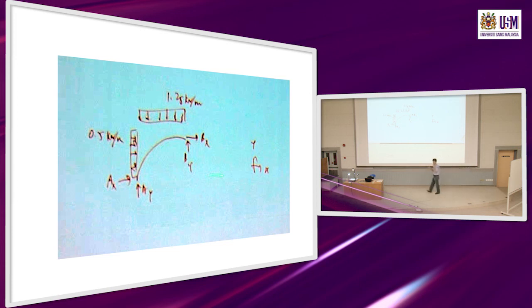So when you cut through a pin joint, there are only two reactions. There are only two forces here. There is no moment at the pin joint, only horizontal and vertical reaction forces, Bx and By. So this is the free body diagram that you should draw for part A and B.